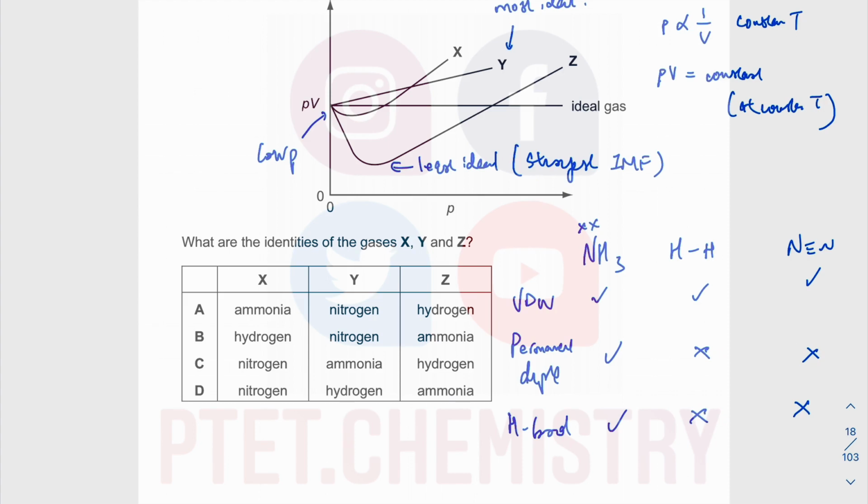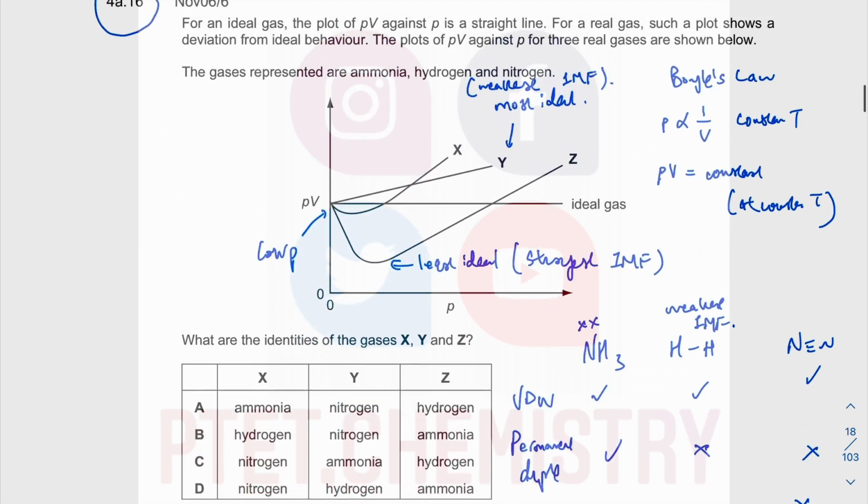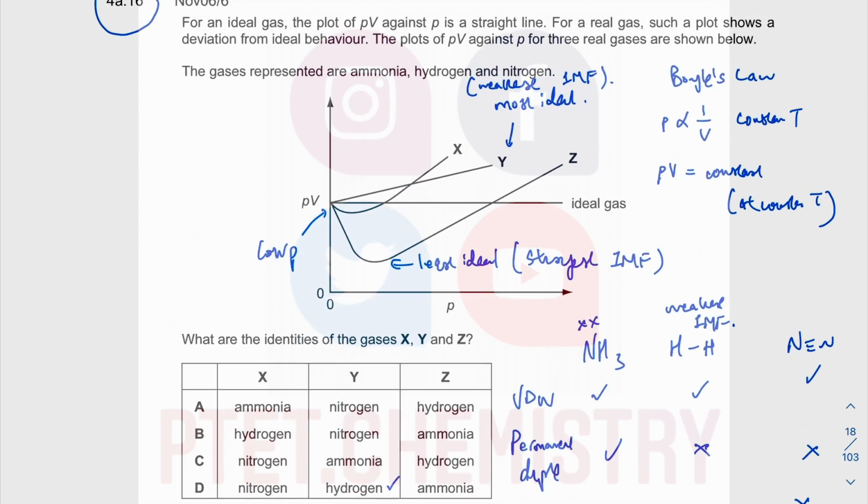All right. So between hydrogen and nitrogen, how would you decide the strength of their van der Waals? We look at the total number of electrons in the molecule. Hydrogen only has 2 electrons in the molecule. Nitrogen has 7 plus 7, so 14 electrons in the whole molecule. So the hydrogen molecule is going to have the weakest intermolecular force. So we say the most ideal is going to be hydrogen. So Y is going to be hydrogen. The least ideal is going to be the one with hydrogen bond, which is ammonia. So Z is going to be ammonia, which means the other one has to be nitrogen.